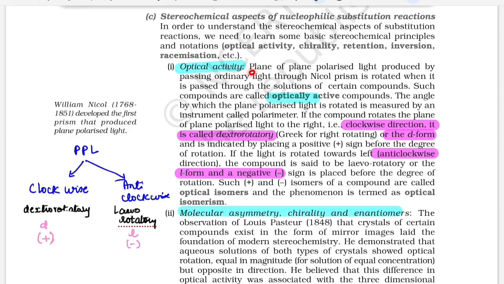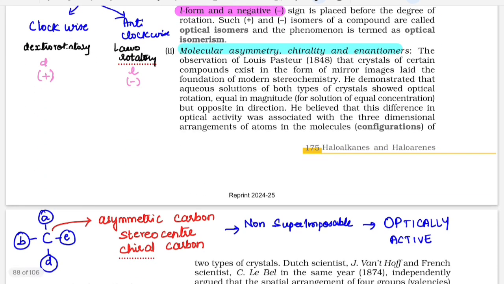Here you can see the plane of plane polarized light, produced by passing ordinary light through a nicol prism, is rotated when it is passed through a solution of certain compounds. Such compounds are called optically active. If it is rotated in the clockwise direction, it is called dextrorotatory, represented by D or plus symbol. If it is rotated in the anti-clockwise direction, it is the L form and you represent it as minus. And then molecular symmetry, chirality, enantiomer.